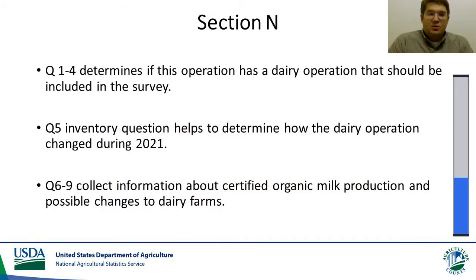In Section N, questions 1 through 4 determine if the operation has a dairy operation that should be included in the survey. The information in this section is needed to determine how the dairy operation changed during 2021. For question 5, some dairy operations may have high milk returns relative to inputs used because they were selling down the dairy cattle inventory. Other operations may have low milk returns relative to inputs used because they were expanding the operation.